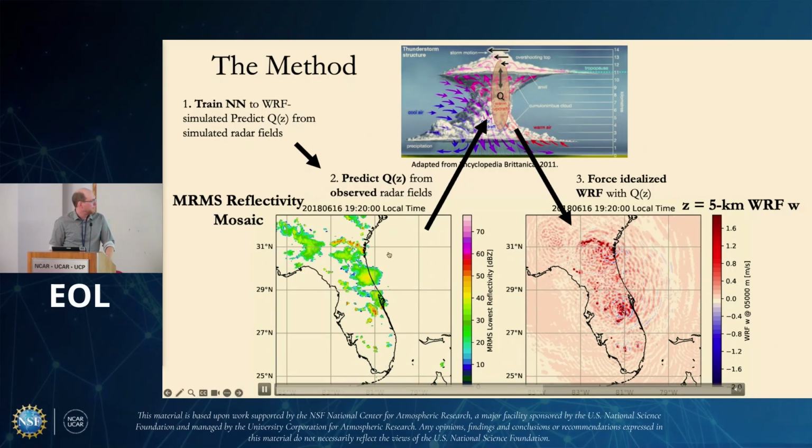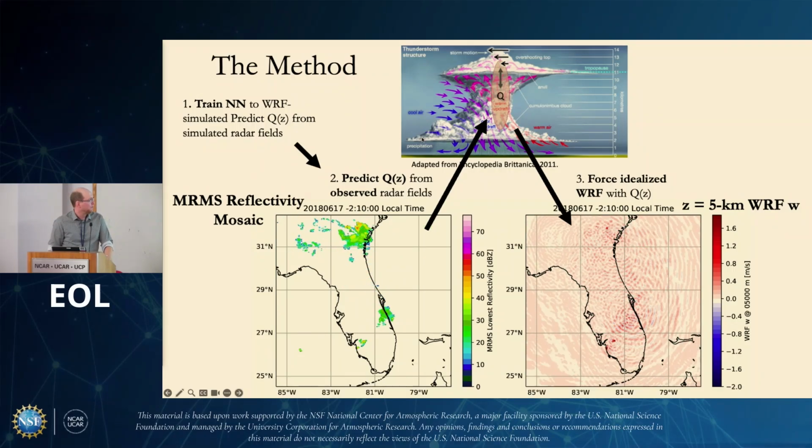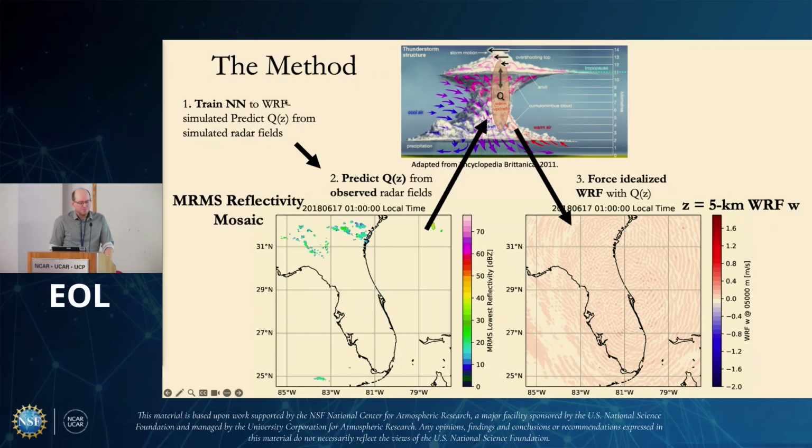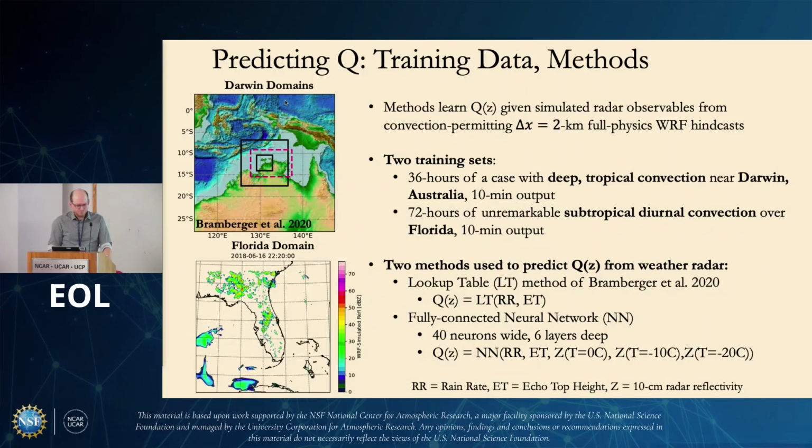And in order to go from radar variables to diabatic heating, we use two different learning methods, one of which is a neural network. So in order to predict Q, we want to, again, use radar observed quantities and predict Q. While we have radar observed quantities of convection, we don't have diabatic heating. So to try to get at that, we used realistic simulations in WRF. And so there we have simulated radar quantities, and we have the diabatic heating, and we're using two learning methods to make that prediction.